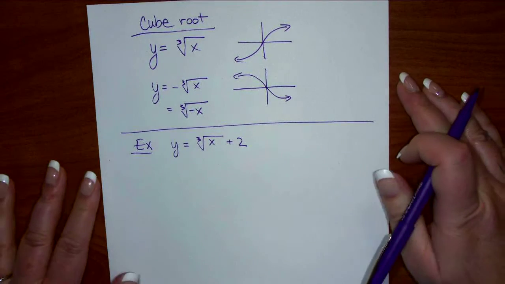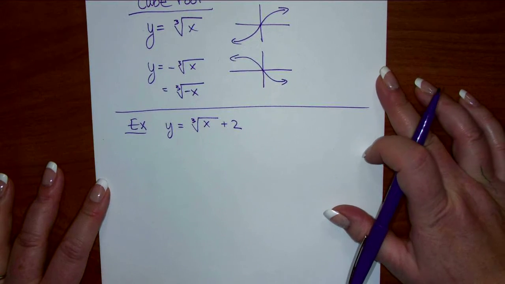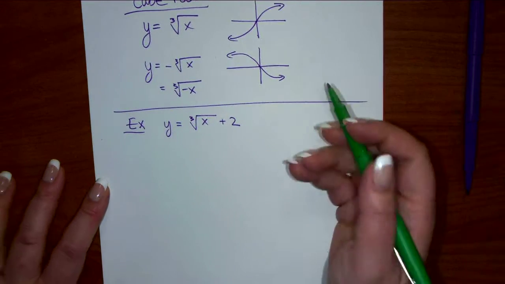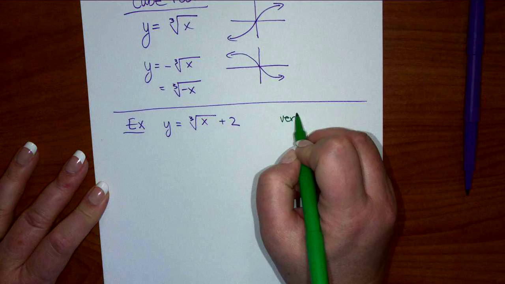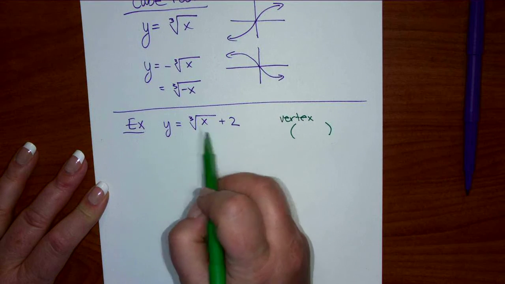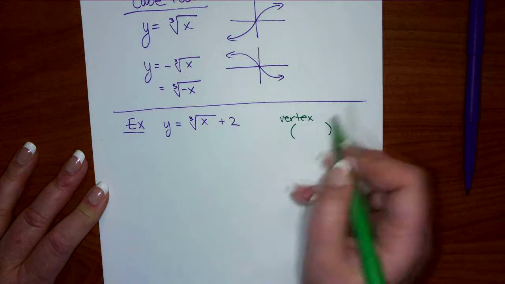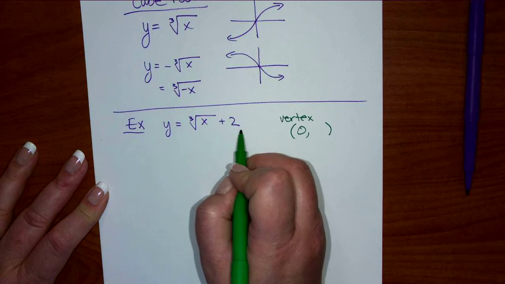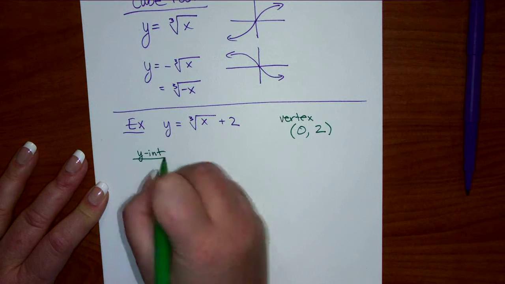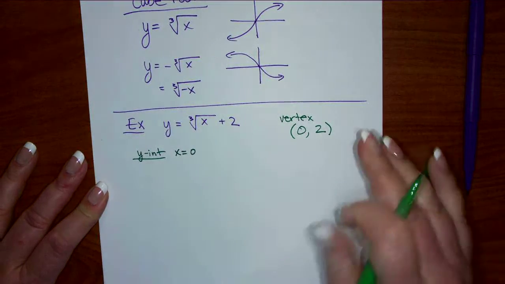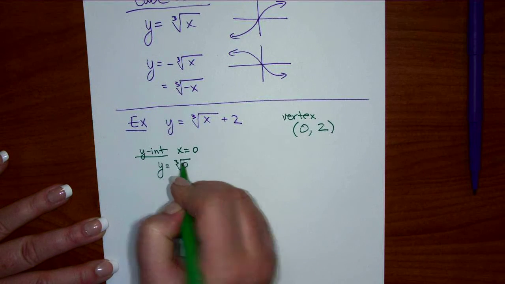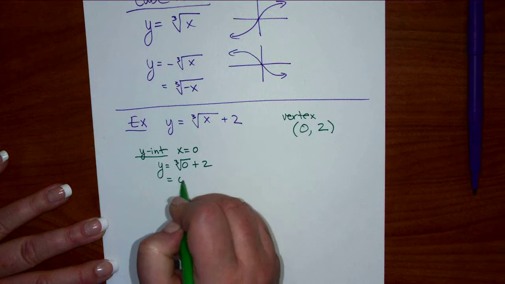Okay. Vertex. What makes the inside of the bracket 0? Just 0. And here? 2. Y-intercept. That's always the easier one, so I've just been doing it first to get it out of the way. Plug in 0. Cube root of 0 plus 2 is 2.